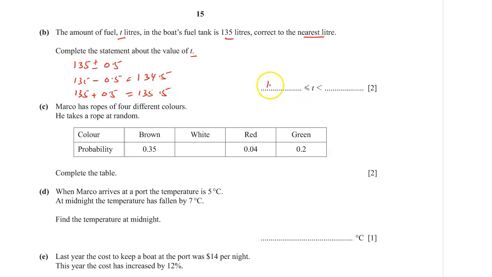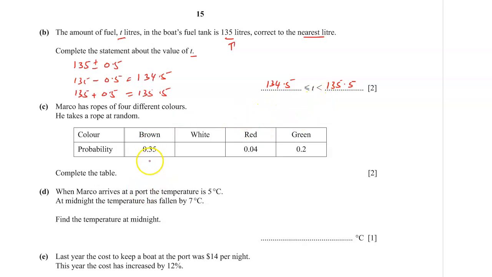So therefore that means 134.5 is less than or equal to T, which is less than 135.5, because 135.5 to the nearest liter is 136, and the fuel tank has got 135, so 136 is greater than T. So T is less than that, but this one, 134.5 is less than or equal to T, because as the boat is using the fuel, it will decrease from this. It can come to 134, 133.